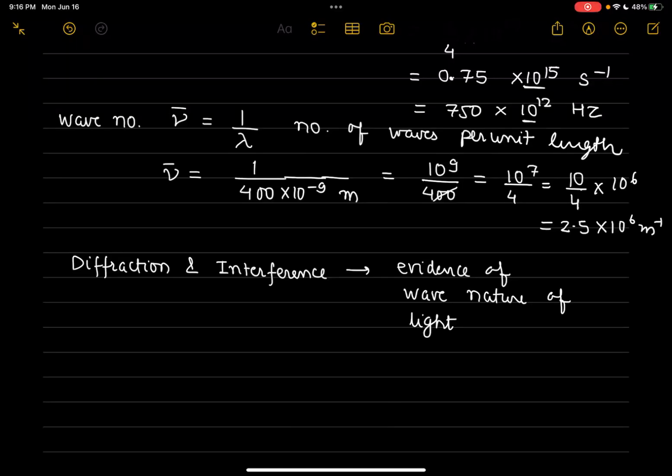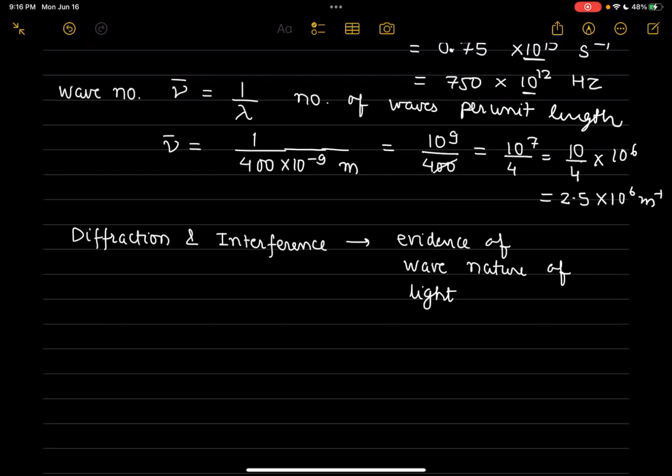What do you mean by diffraction? Diffraction is bending of light rays around an obstacle.